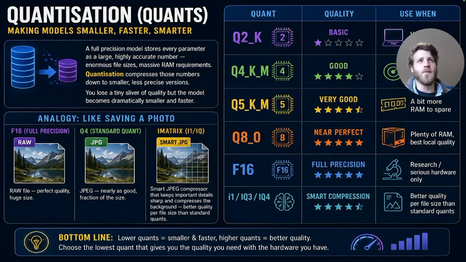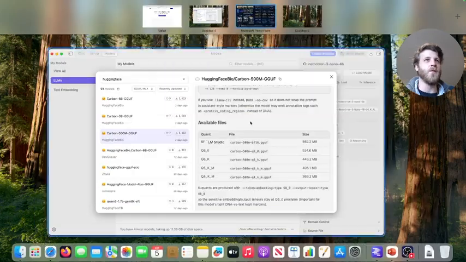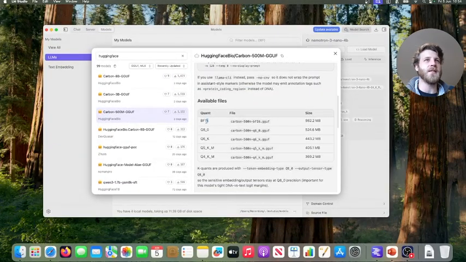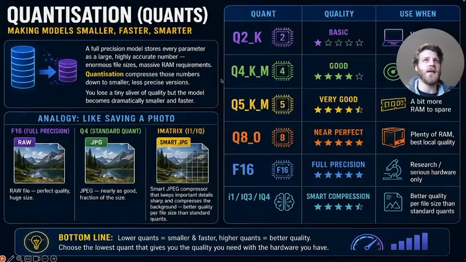A full precision model stores every parameter as a large, highly accurate number, with enormous file sizes and massive RAM requirements. So that's down here, our F16 full precision. This is like the full version, and we can see a BF16, a little bit different, but we can see that represented there.